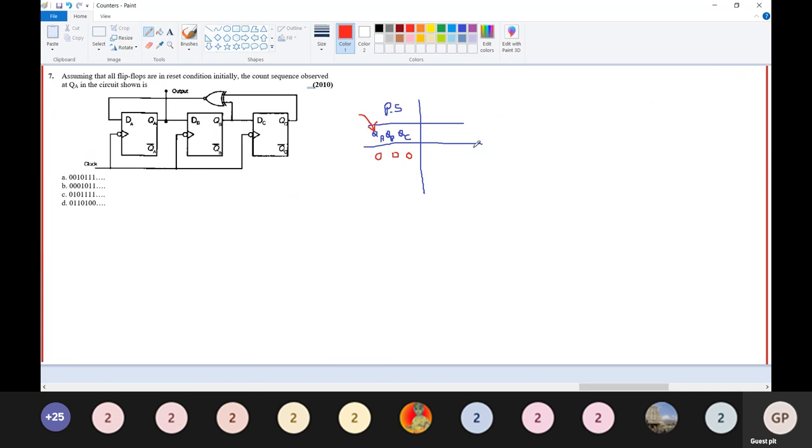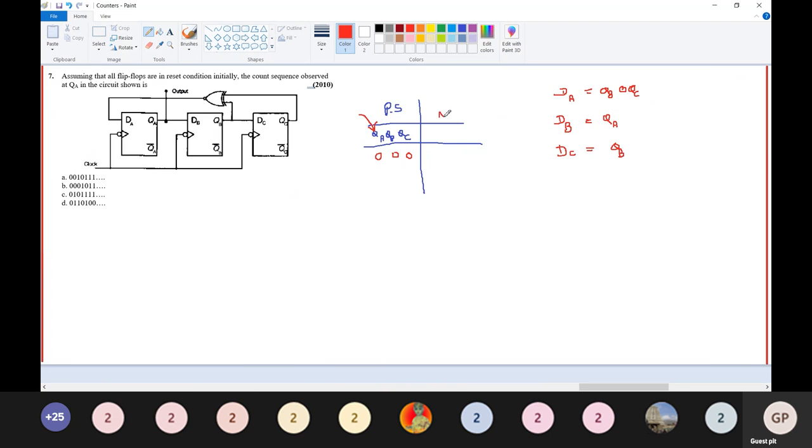So here we see what is the status of the inputs of each flip-flop. DA is equal to QB XNOR QC. DB is equal to QA. And DC is equal to QB. So these are the input conditions.